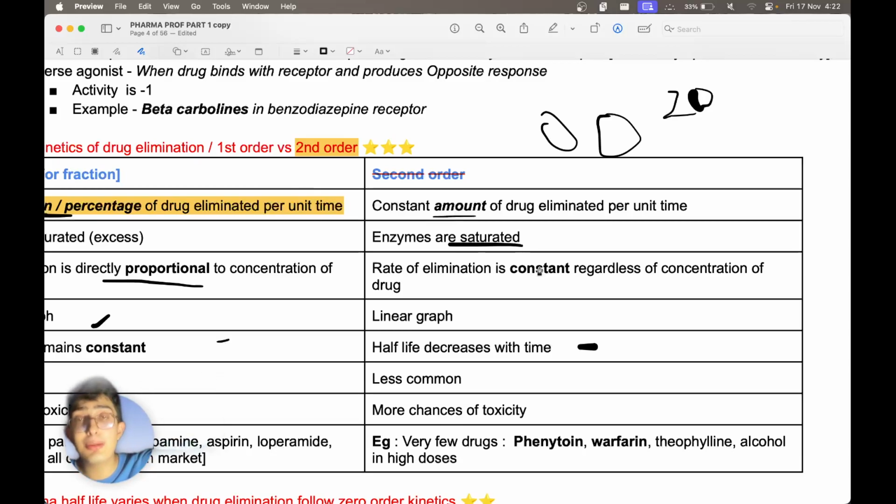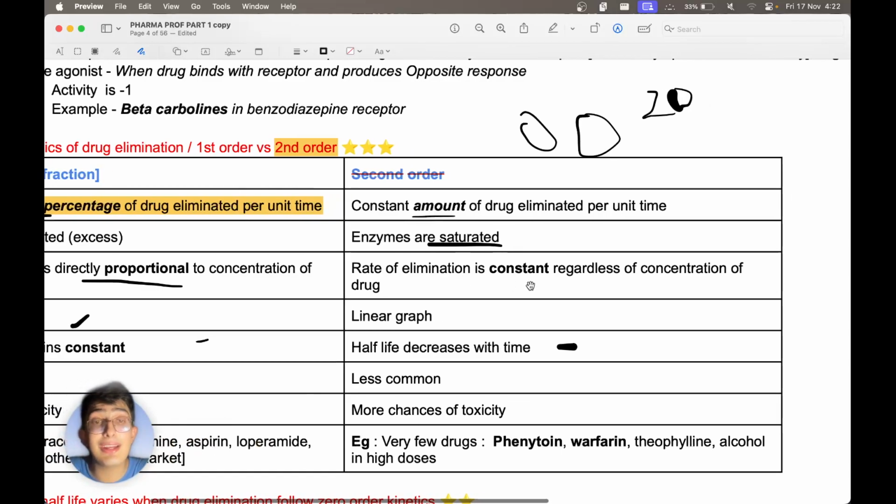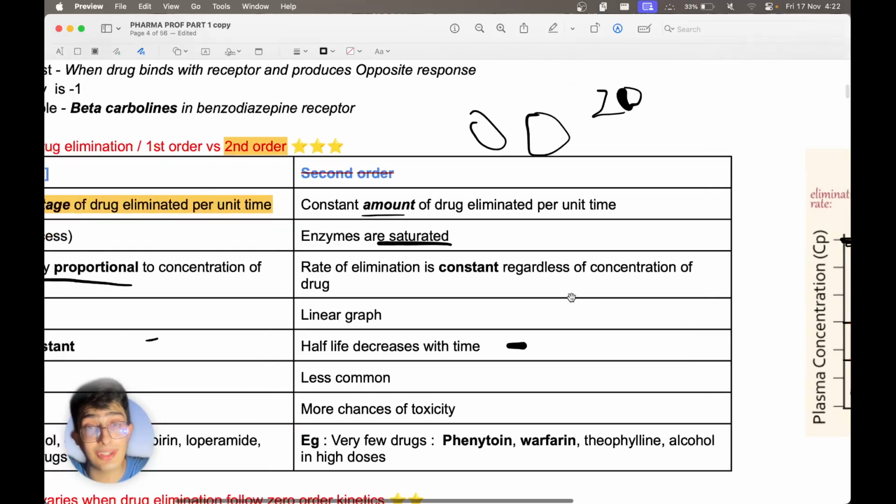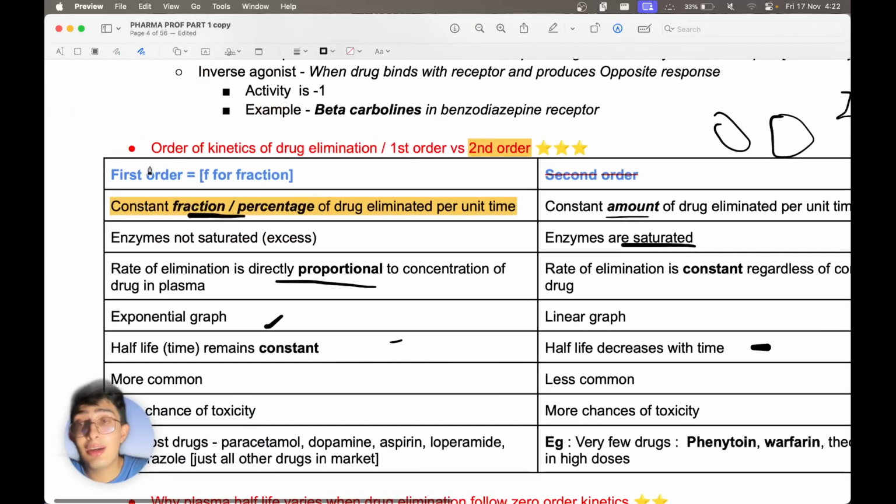So if you increase the amount of drug, the amount of excretion cannot increase because the enzymes are already working at their maximum capacity. That's why the rate of elimination cannot increase with the concentration of drug, right? But in first order kinetics, the rate of elimination can increase proportionally with the amount of the drug, because when you increase the amount of the drug, enzymes are not saturated, so they can degrade more drug because they are not working at their maximum capacity. So when you increase the amount of the drug, the rate of elimination also increases because there are excess enzymes that can work on it, right?